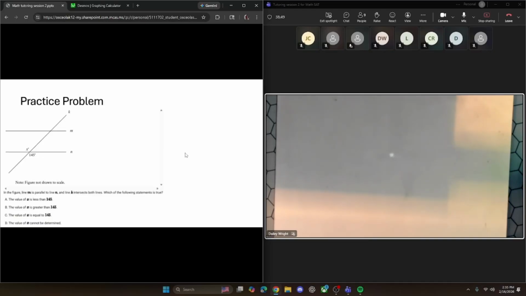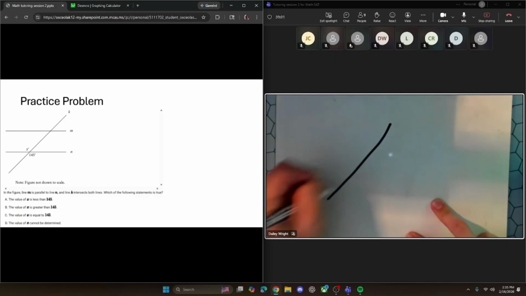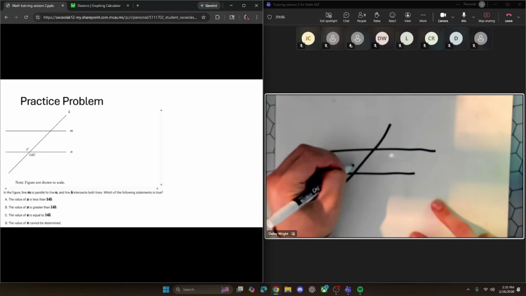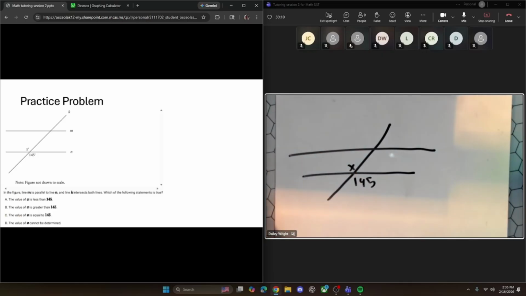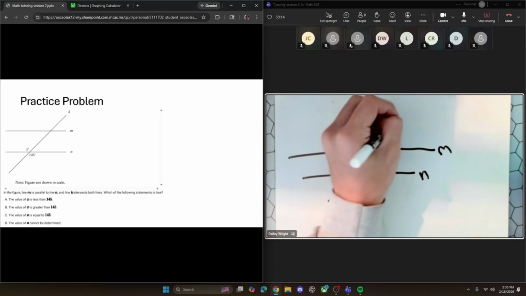Practice problem. In the figure, line M is parallel to line N, and K intersects both lines. Which of the following statements is true? If it's a tough one of these, I might draw it out, because some of these are pretty tough questions. They make hard versions of these. This is X and this is 145. And K.